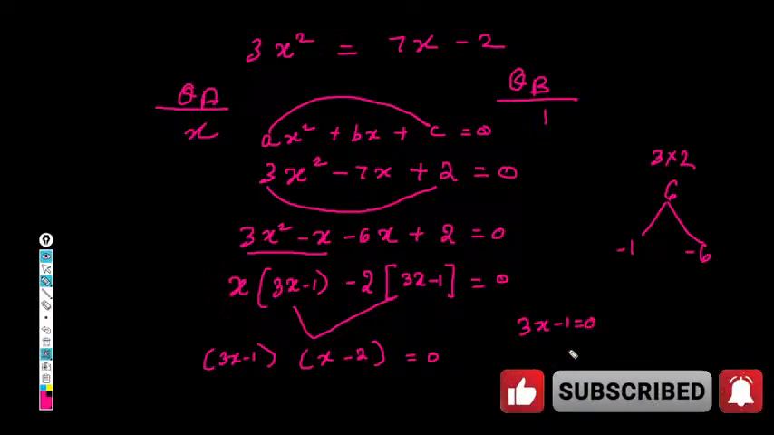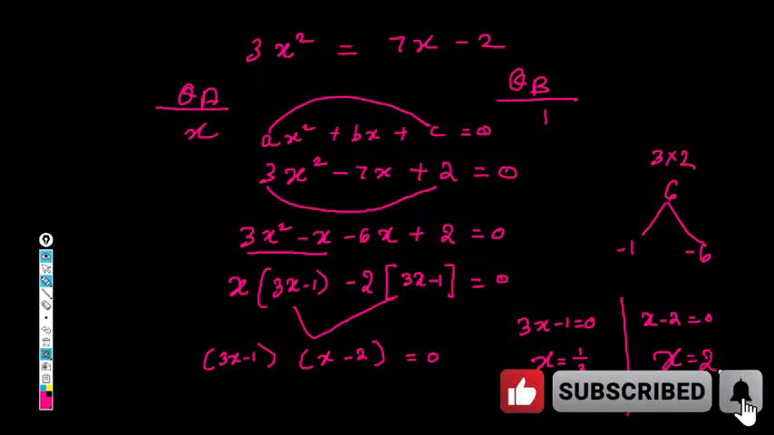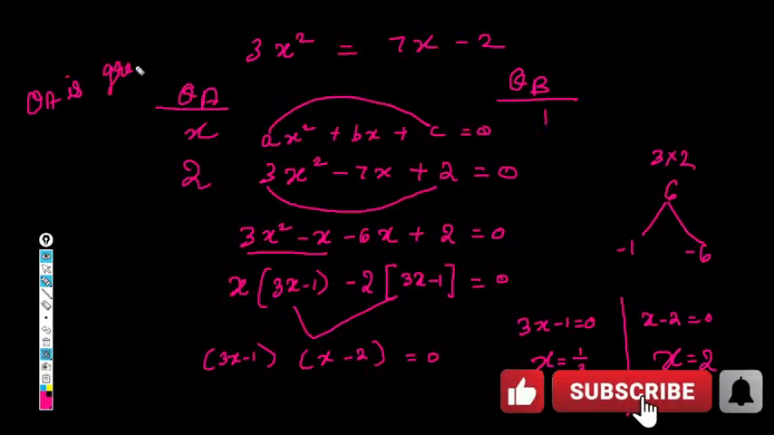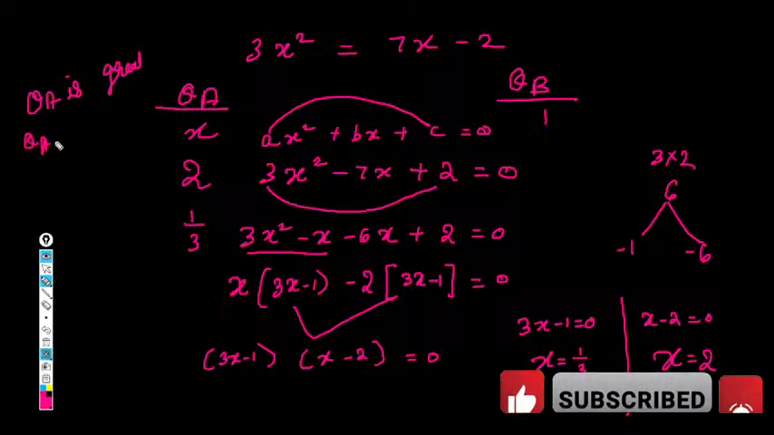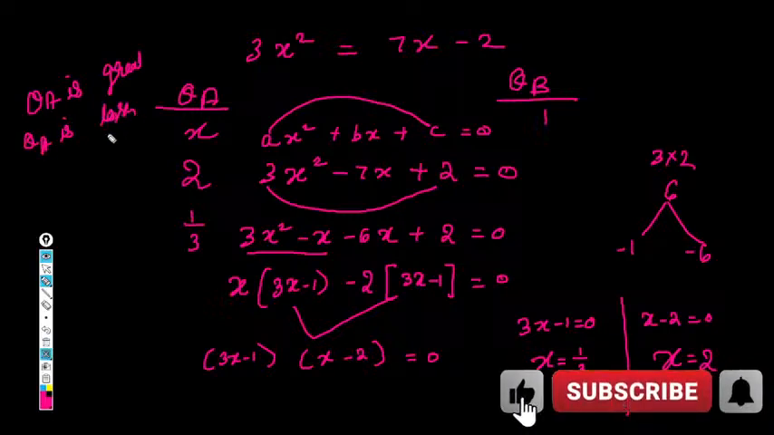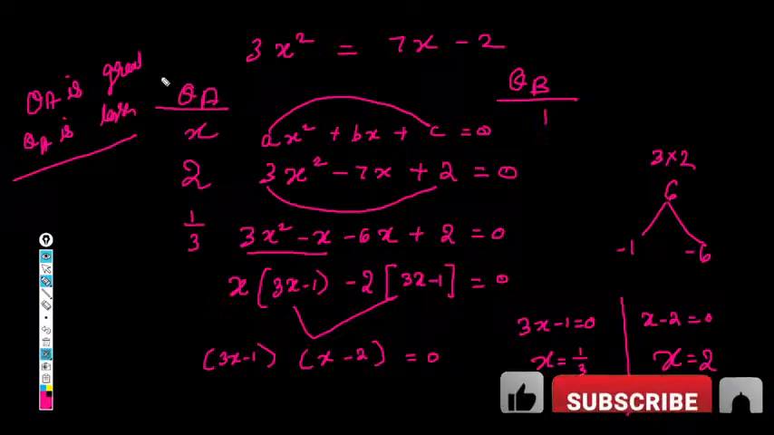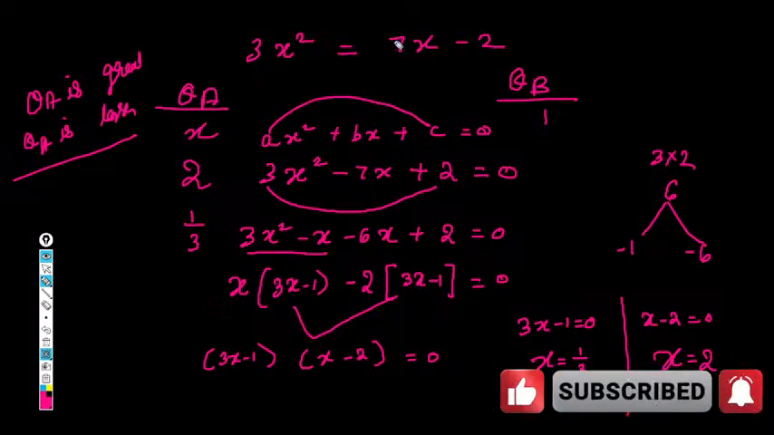3x minus 1 is equal to 0, x will be 1 by 3. On the other side, x minus 2 is equal to 0. What will I be getting? x equal to 2. So if I take x value 2, definitely I will say quantity A is greater. But if I choose x value 1 by 3, definitely I will say quantity A is lesser. But it should be only one case, either greater or less. But here we are getting both: in one case greater, in the other case lesser. So for this kind of problem, I can say the answer is always cannot be determined.